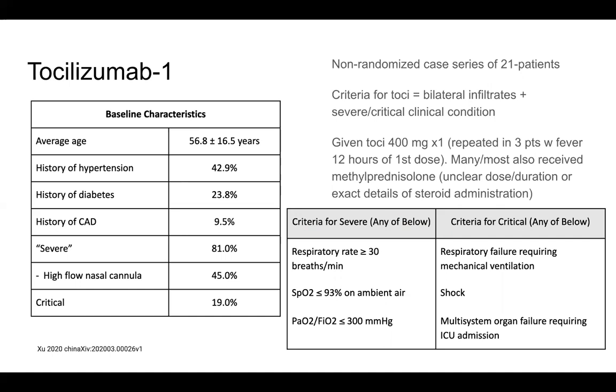Again, all 21 of the patients in this case series got it. Their protocol was, if you met the criteria, you were given a dose of 400 milligrams of tocilizumab. This was repeated in 3 patients who had a fever within 12 hours of the first dose. Many, most, or maybe all also received methylprednisolone, although the dose, duration, and exact details of the steroid administration are unclear from this preprint. Next slide, please.